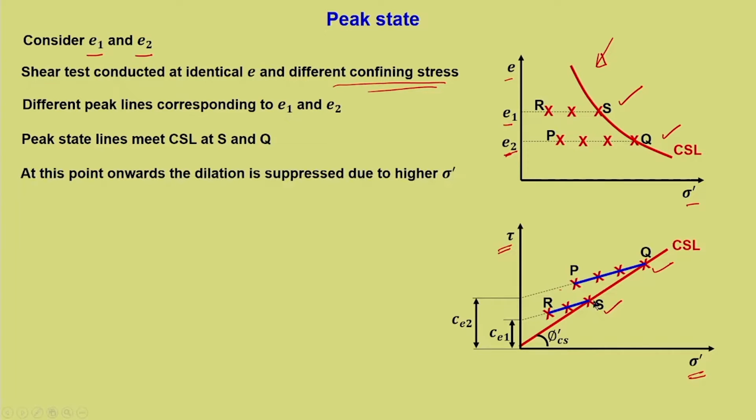At this point onwards, the dilation is suppressed due to higher sigma dash. This aspect we have clearly discussed. Now, from this point onwards, it will be on the critical state line.